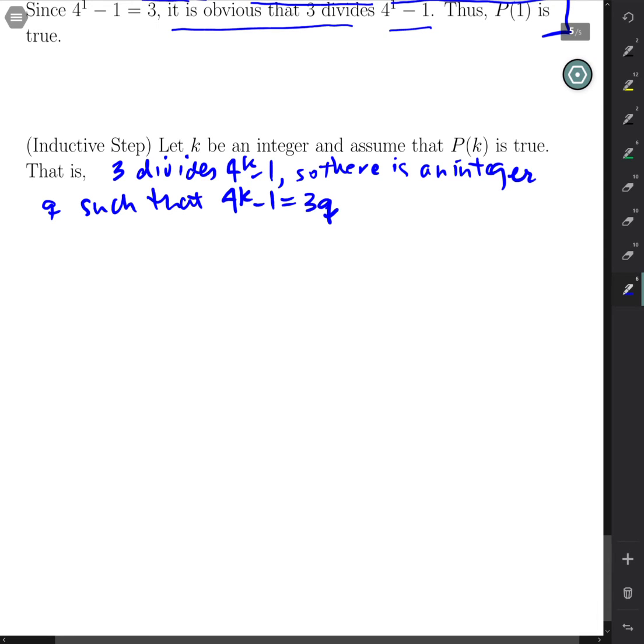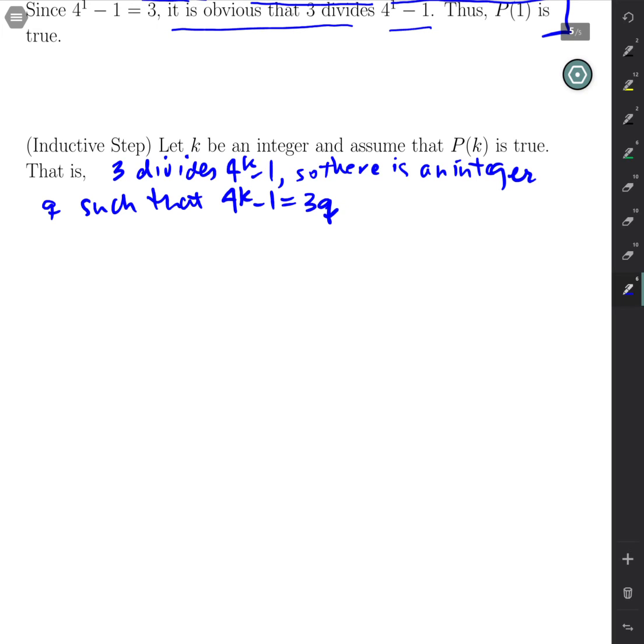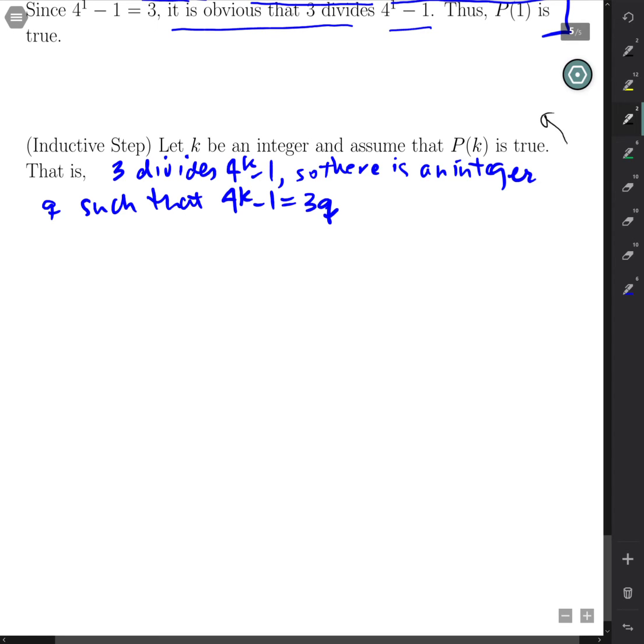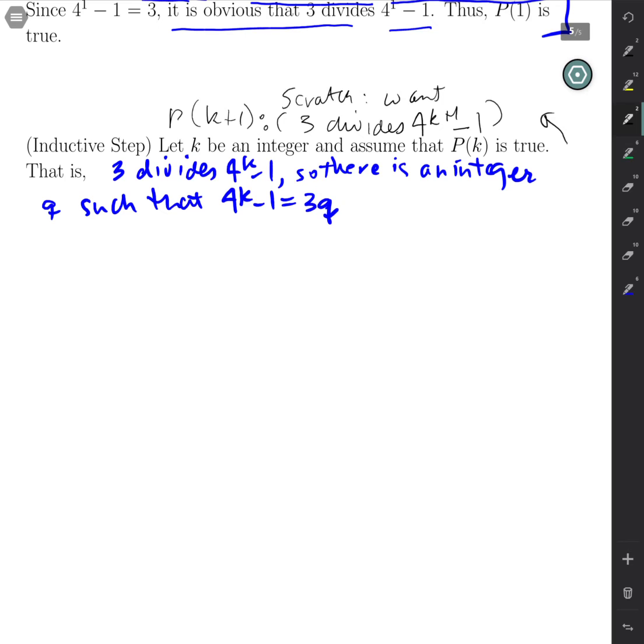Now bear in mind what we want to prove. I'm going to put the scratch work above here to give us more space below. We want 3 divides 4 to the k plus 1, that quantity minus 1. That's all of what we mean by P of k plus 1. That is external to the actual written proof, but I wanted to put it there so we can look at what we really want. We want 3 to divide 4 to the k plus 1 minus 1.